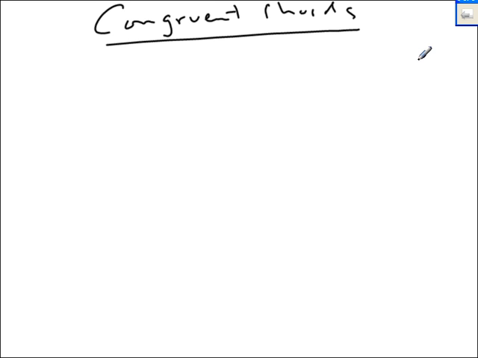In this section, we are going to talk about congruent chords. Now, before we get into the main two theorems of this section, I want to talk once again about distance between a point and a line.